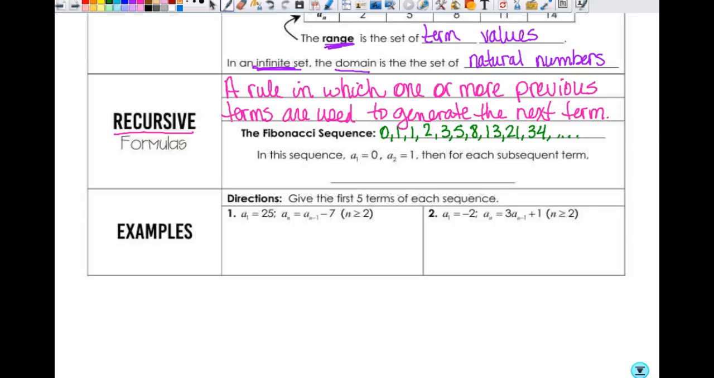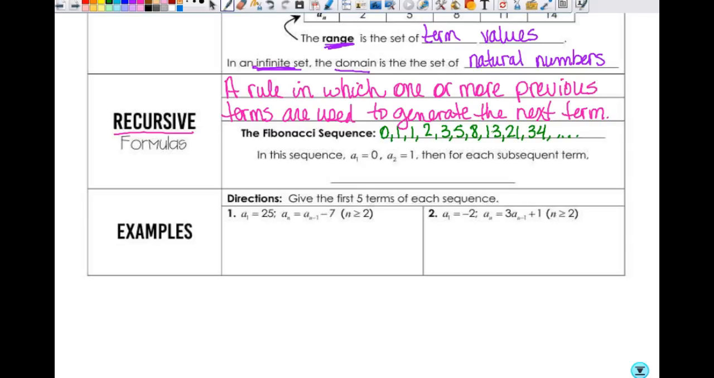Okay. So when you have a recursive formula, you have to set at least A1, sometimes more than that. But in this, if I'm going to say A1 is 0 and A2 is 1, and then if you look at what's happening with this pattern to get the next term, like how do I get 8 from 5? Well, I add 3 to it. How do I get 5 from 3? Well, I add 2 to it. How do I get 13 from 8? I add 5 to it. So you add the 2 previous terms to get the next term.